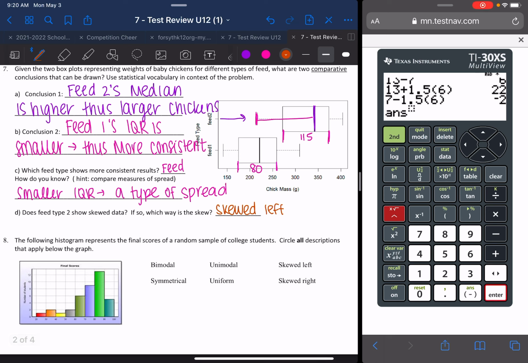And last but not least, for the following information, we want to see how we can describe this histogram. If we draw a line over it to see the shape, we can see that it only has one peak. Since it only has one peak, we're going to say that it's unimodal. That means one peak. And since the left side has the tail, that means it's going to be skewed left.